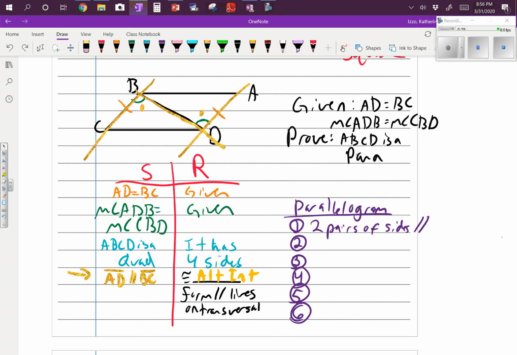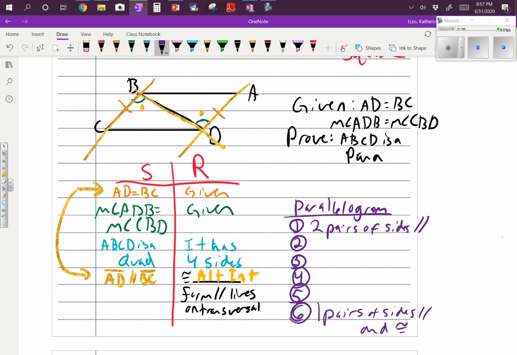So let's take a look at the 6th thing that proves it's a parallelogram. The 6th thing that proves it's a parallelogram is one pair of sides parallel and congruent. Do I have a pair of sides that are parallel and congruent? Well, I just proved AD is parallel to BC, and my given said AD equals BC. So because of those two, I already have that it's a parallelogram.